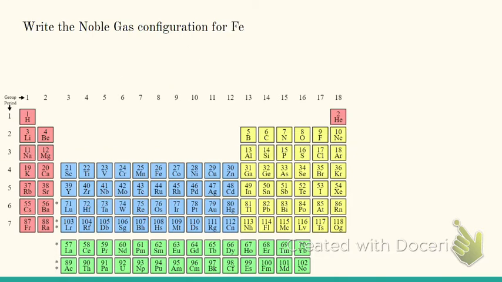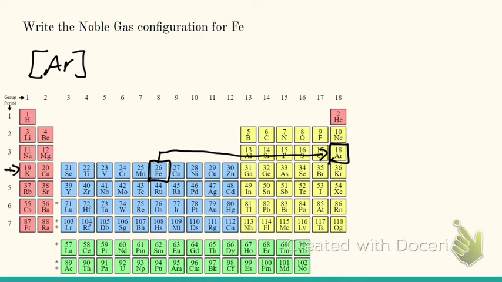All right, let's take a look at the noble gas configuration for iron, so our Fe. So our Fe is right here. We are going to take a look at the noble gas that is on the row above. In this case, it is our Ar, our argon. We'll put our symbol into brackets, and then we're able to continue.